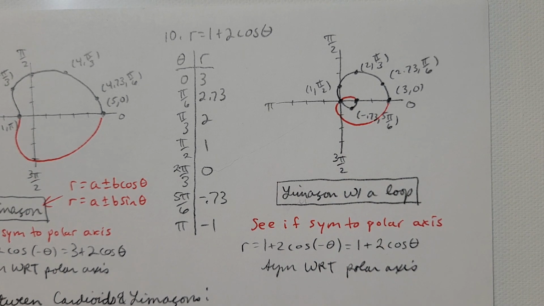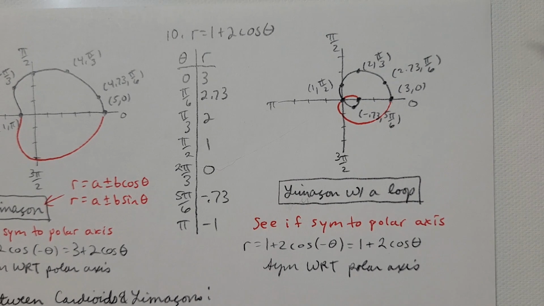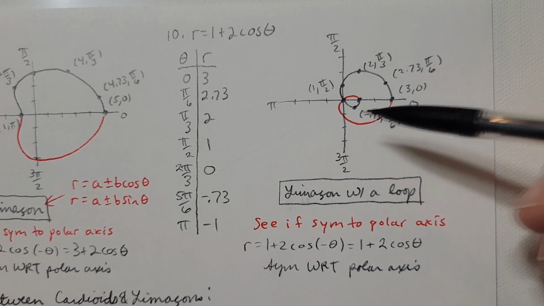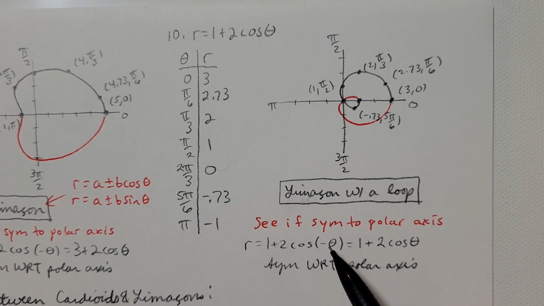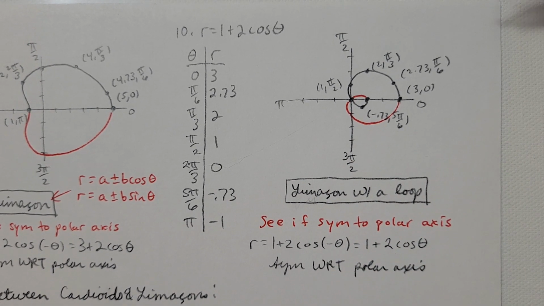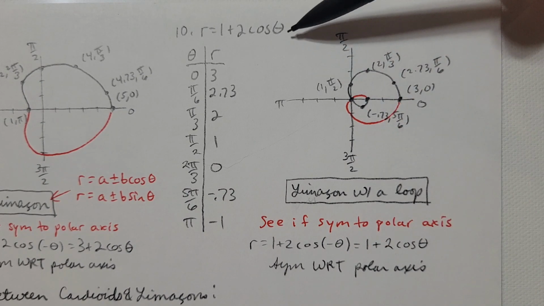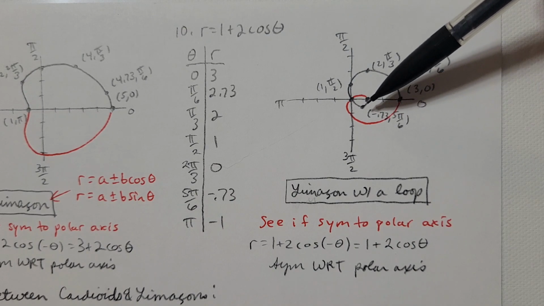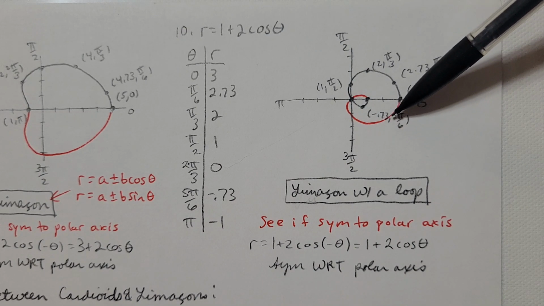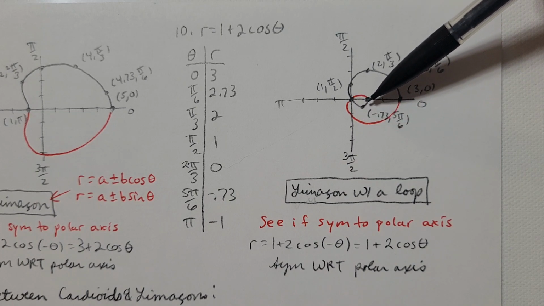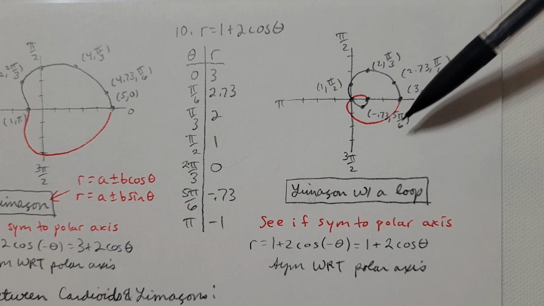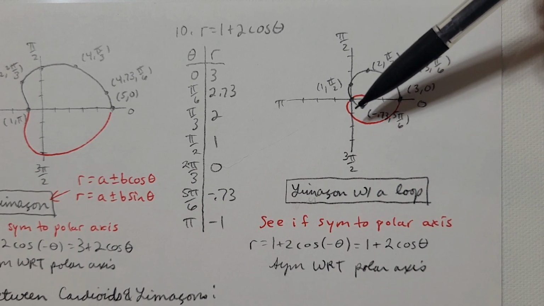Now this curve, maybe I'm checking to see if there's symmetry to the polar axis, or the x-axis. So if I replace theta with negative theta, by the way, any function involving just the cosine curve is always going to be symmetric to the x-axis, because cosine of negative theta is the same thing as cosine theta. So r is 1 plus 2 cosine theta. I can draw the rest of this curve knowing that it's symmetric to the polar axis. And the type of curve that I have is a limaçon.